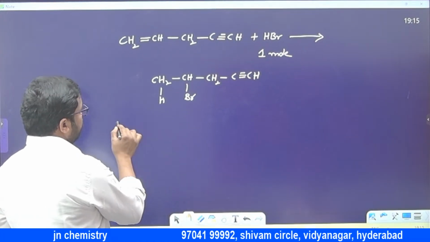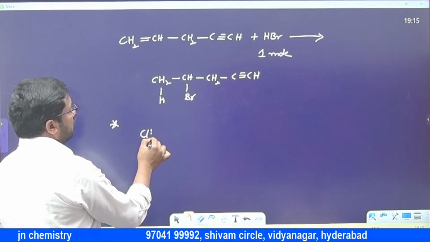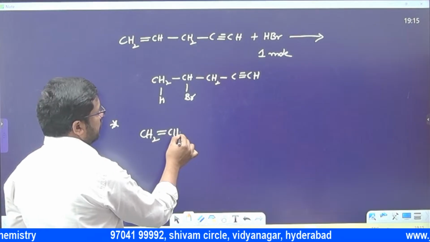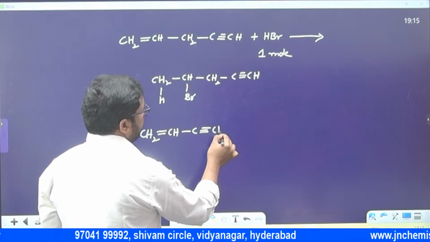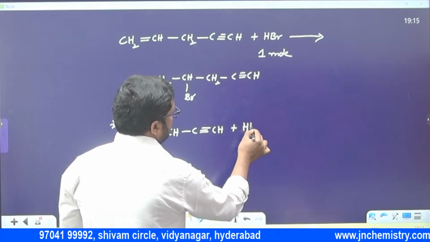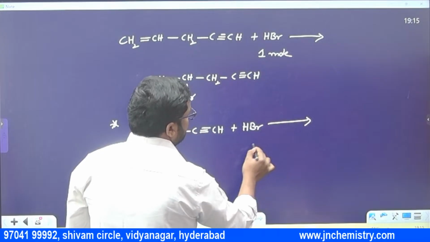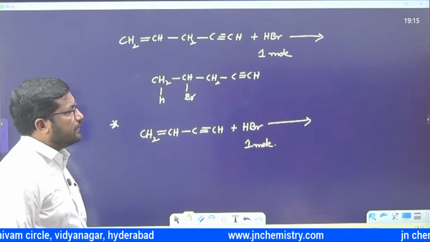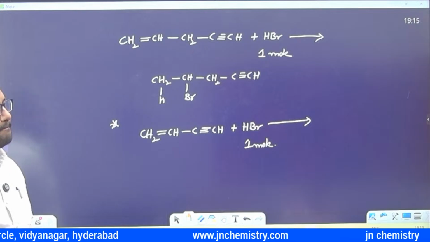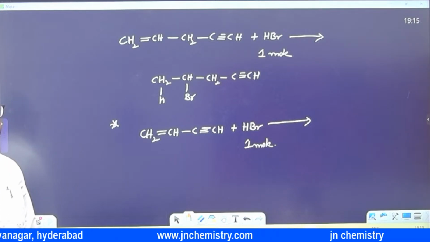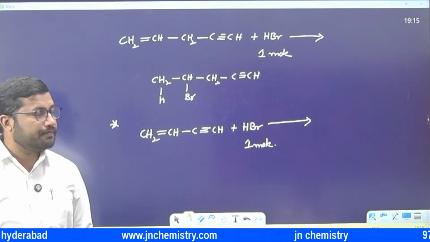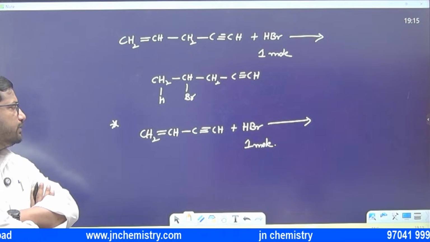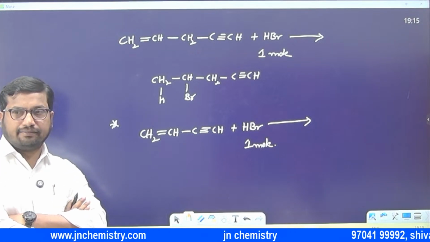And this is one more important question. CH2 double bond CH, C triple bond CH, plus HBr. There is also 1 mole. Now write the product, this one. Write it down. Now the HBr attacks at the alkene or the alkyne.